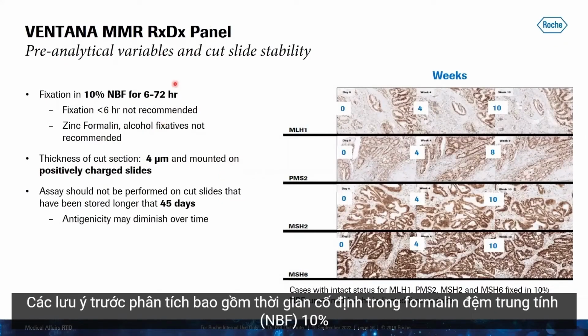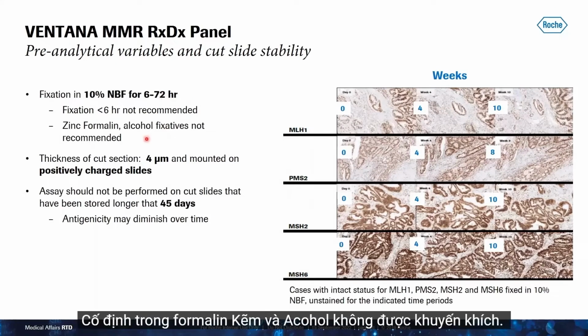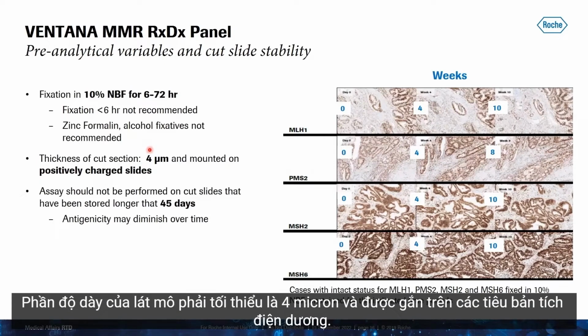Pre-analytical considerations include fixation in 10% neutral buffered formalin for no less than 6 hours and no more than 72 hours. Zinc formalin and alcohol fixatives are not recommended. Tissue section thickness should be at least 4 microns and mounted on positively charged slides.